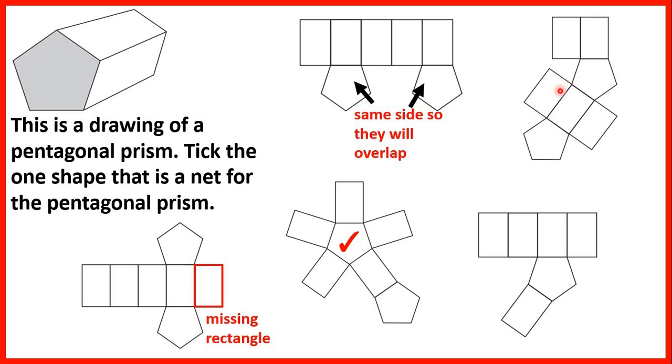The problem with this net is that these 2 rectangles will overlap, and then this edge here won't have a rectangle covering it. And the problem with this diagram is that there's only one pentagon, and with a prism we have the same 2D shape on both ends.